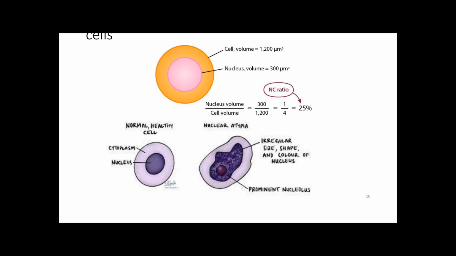What happened? It is increased, right? In the second figure you can see normal healthy cells: cytoplasm, nucleus. There is a definitive shape, size and organization. But in atypical cells, what happened? Irregular size, shape, and color of the nucleus, hypochromasia, and a predominant nucleolus, right? Sometimes in mature cells we cannot see the nucleoli, but they are present, we just cannot see them. But in abnormal cells we can see them prominently.